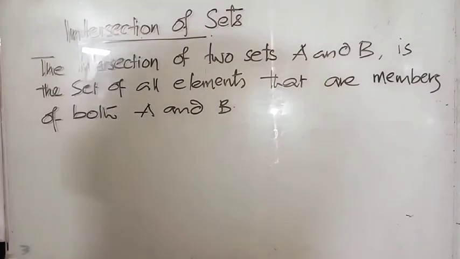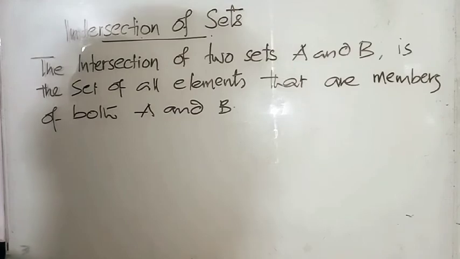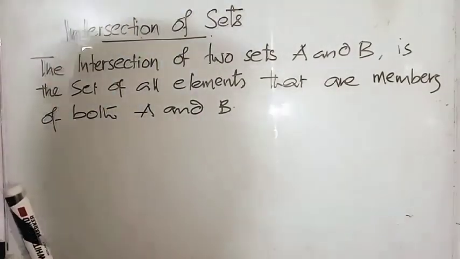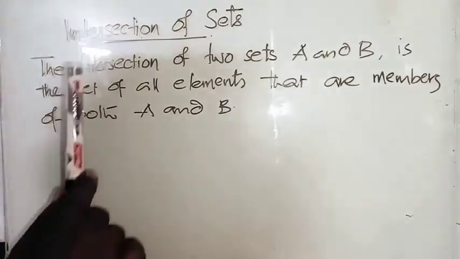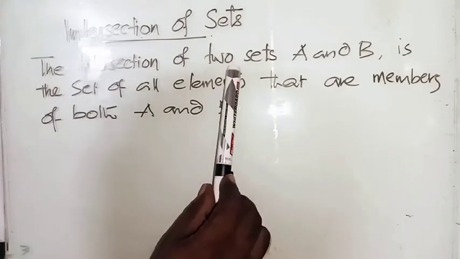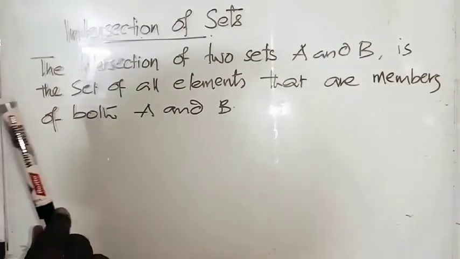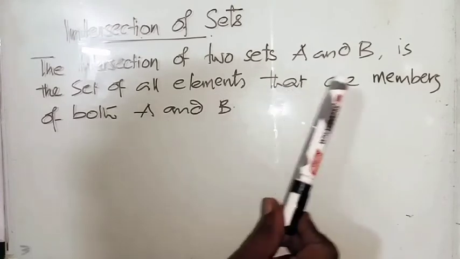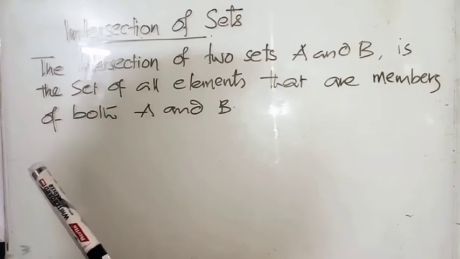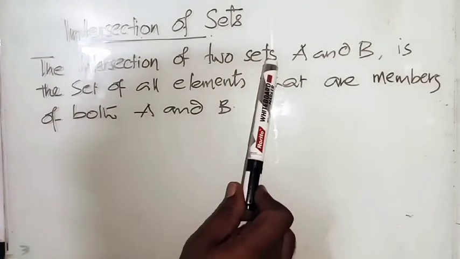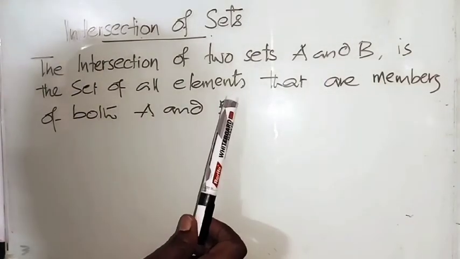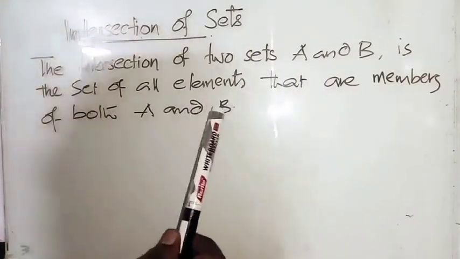Now let's discuss about the second operation of sets, which is intersection of sets. Remember the first operation is union of sets. Now it's intersection of sets. The intersection of two sets A and B is the set of all elements that are members of both A and B. Once again, the intersection of two sets A and B is the set of all elements that are members of both A and B.